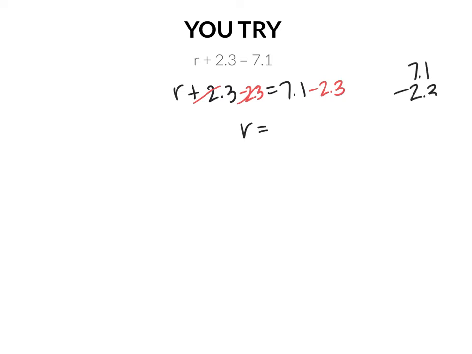Here's one for you to try on your own. Pause the video, try it, and then play and check your answer. If I have r plus 2.3 equals 7.1, my inverse operation for adding 2.3 is going to be to subtract 2 3/10. I'm left with r, and then 7.1 minus 2.3, or 7 1/10 minus 2 3/10, is going to give me 4 8/10 for r.